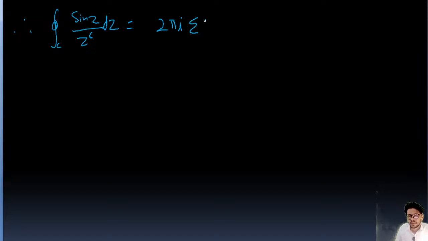So this means the closed contour integration of sin z upon z to the power 6 is going to be 2 pi i into the sum of residues, that is 2 pi i into 1 upon 120, and this value is pi i upon 60, right?